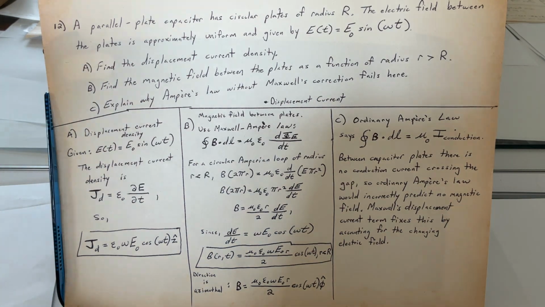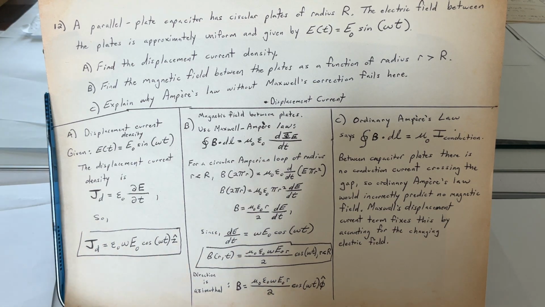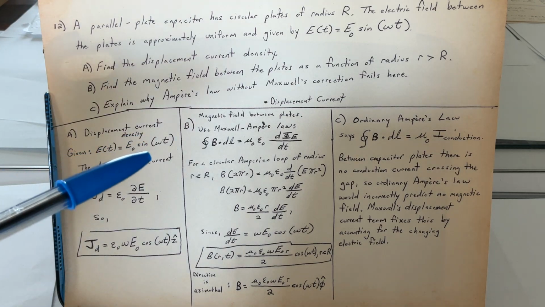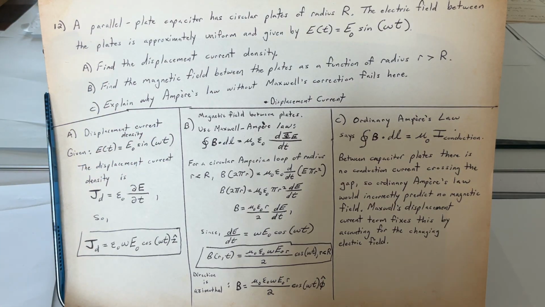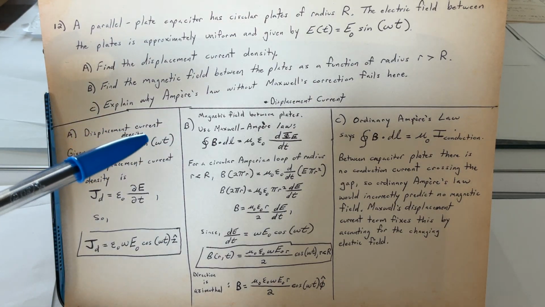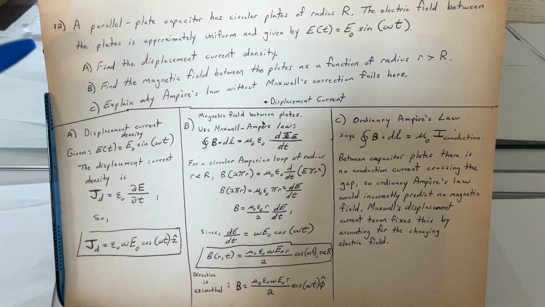Okay, so number 12. We have a parallel plate capacitor with circular plates of radius r. The electric field between the plates is approximately uniform and given by E of t equals E naught sine of omega t. Find the displacement current density. That's omega, I shouldn't call it W. Angular frequency, omega. Sometimes I call it W by accident.